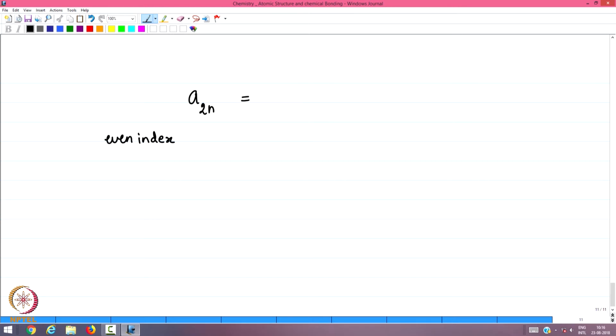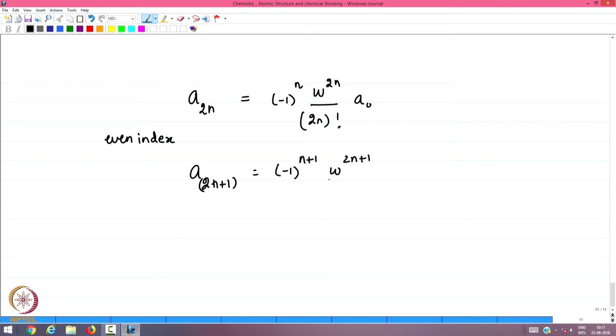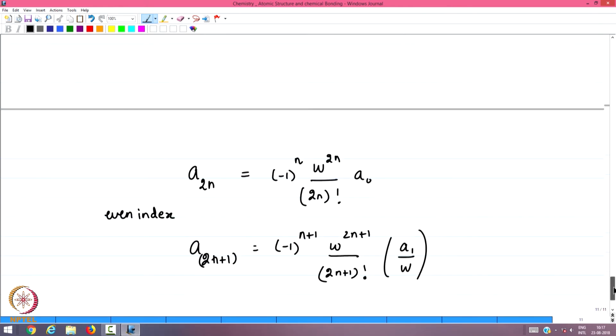a_2n is minus 1 raised to n, omega to the 2n divided by 2n factorial, a_0. a_2n+1 is minus 1 to the n plus 1, omega to the 2n plus 1 divided by 2n plus 1 factorial, a_1 by omega. Okay. Quickly, what does this mean?